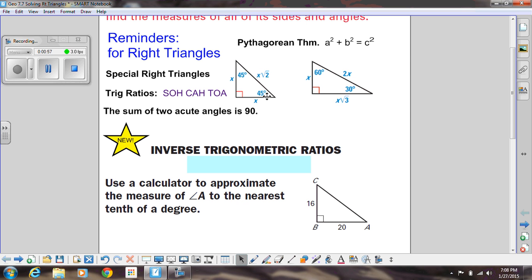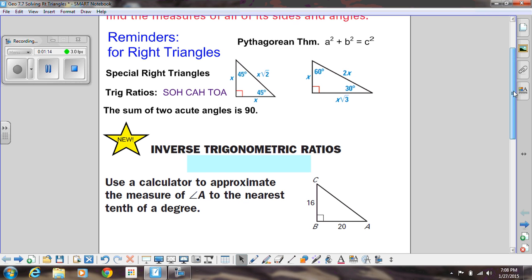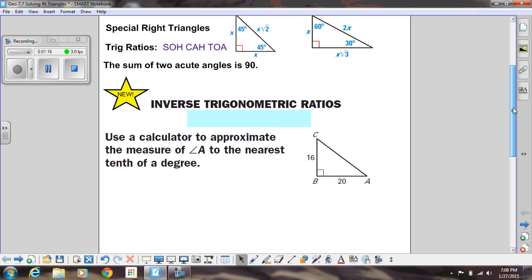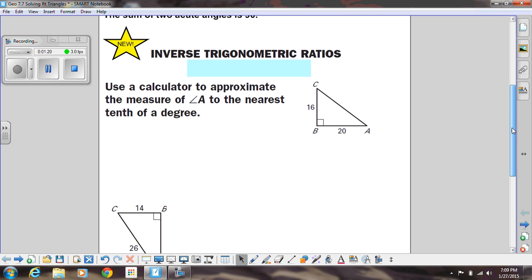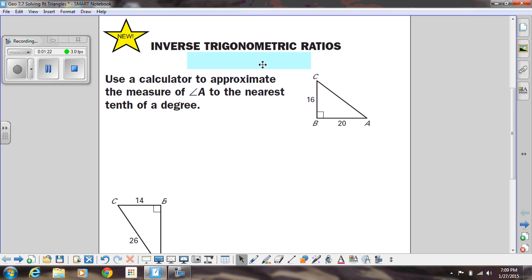So for example, these two acute angles in a 45, 45, those add up to be 90. 45 plus 45 equals 90. Same thing with 30 and 60. Those two add up to be 90. So that will always be true in a right triangle. And so I wanted to introduce one more new thing to help us in solving right triangles, and that's inverse trig ratios. So we're going to use these inverse trig ratios to find angle measures.